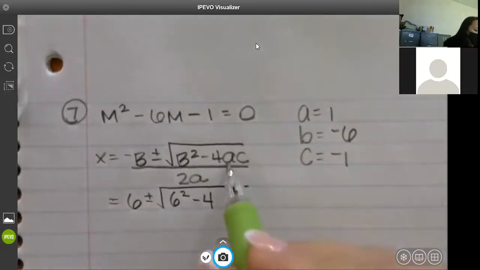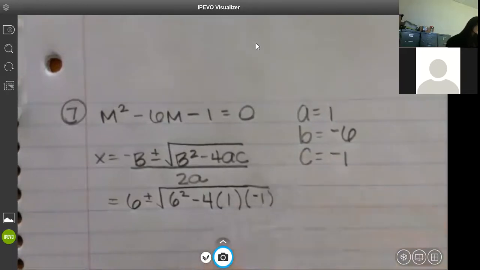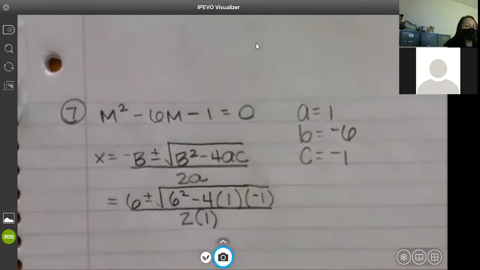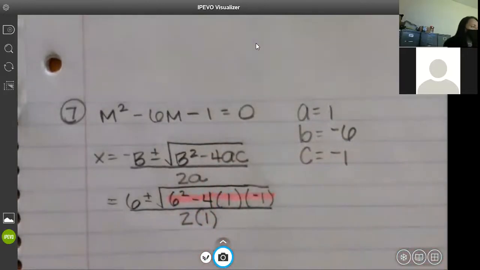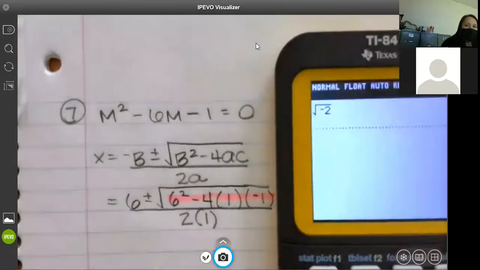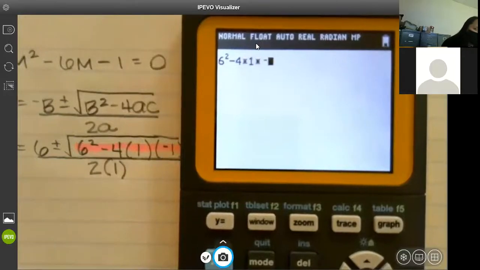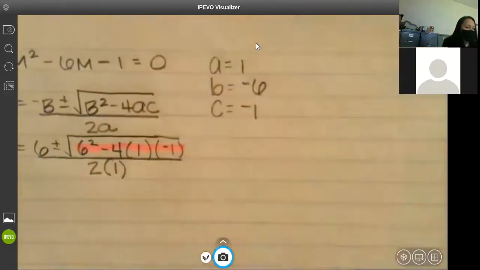What is your a? 1. What's c? All over 2 times, what is a? 1. Listen carefully. This is where you'll mess up if you're not careful. Only do these numbers right here. Don't do that little checky box. Don't do the square root. Put it in your calculator. 6 squared minus 4 times 1 times -1. And what did we get? 40.